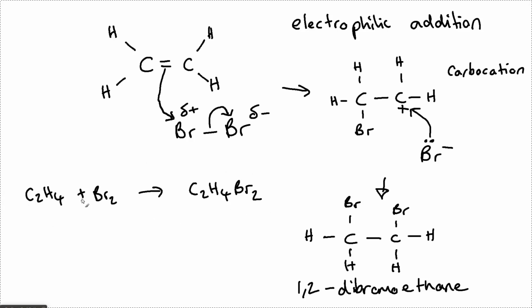And in fact, that is actually the test for an alkene molecule, because bromine water is sort of an orange liquid, and it's decolorized. That orange color will disappear, it'll go colorless as the bromine adds across the double bond. So that's the test really, to see if you've got an alkene molecule present.